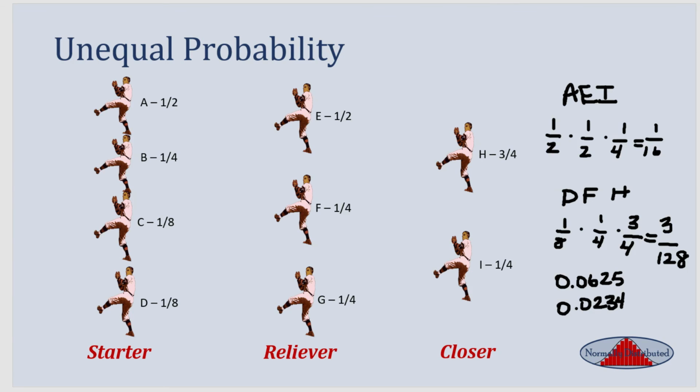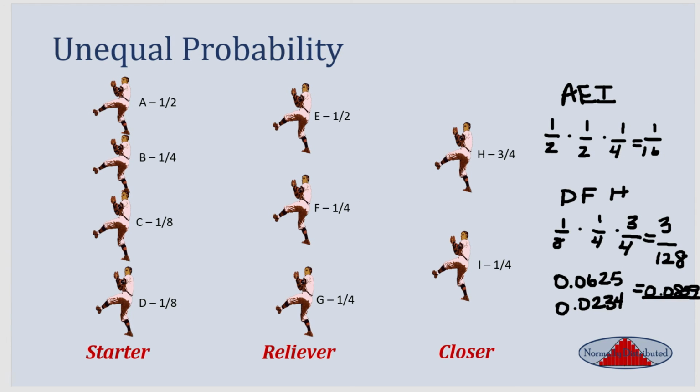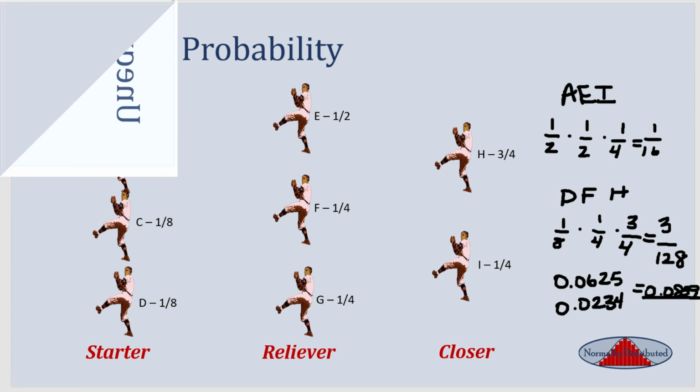But if what we're interested in is either of these lineups, that gives us about 0.0859. Ran out of space there for a minute, but I think you guys got it. It gives us about an 8% chance that he chooses lineup AEI or lineup DFH.